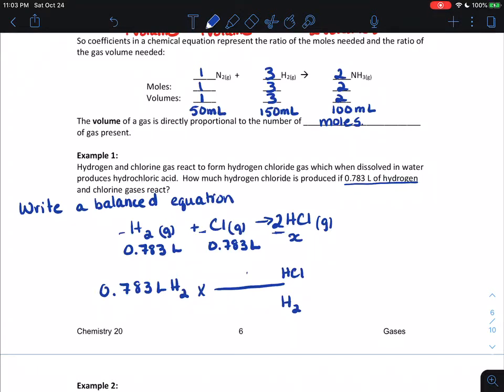Now I have to write numbers here, and I'm going to write numbers from my equation. So basically, I know that for every 2 moles of hydrochloric acid that's made, I need 1 mole of hydrogen. So I'm taking those numbers right out of my balanced equation. Now, do you see that hydrogen cancels out? As does moles. And to get my liters of HCl, I multiply by 2.